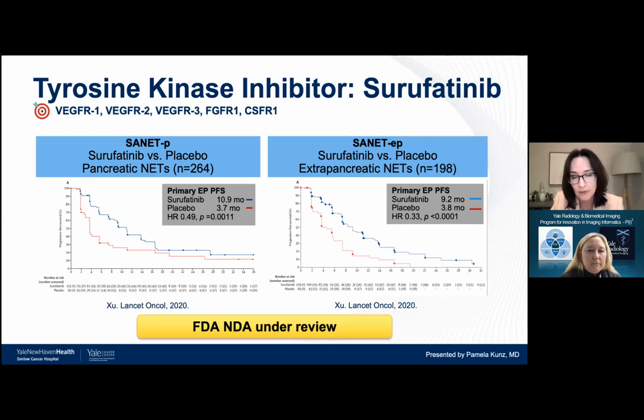Surufatinib is not yet FDA approved. It is under FDA review at present. This was on the basis of 2 large studies conducted in China, and then a phase 1/2 study that has been conducted in the United States in a more traditionally Western population. But this was positive in both pancreatic and extrapancreatic NETs, and I suspect that at some point this spring or summer, we will have a decision from the FDA.